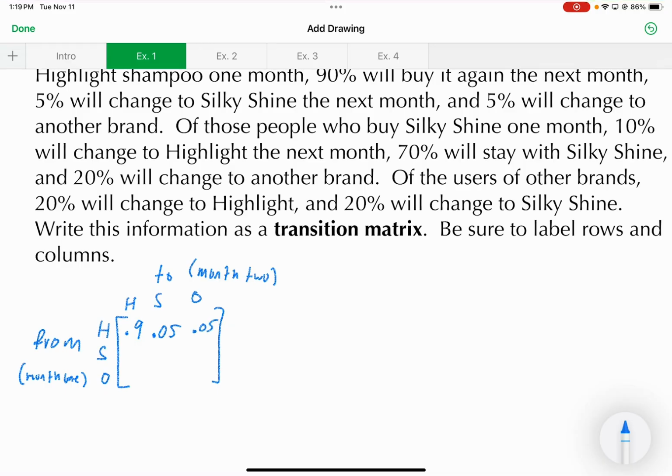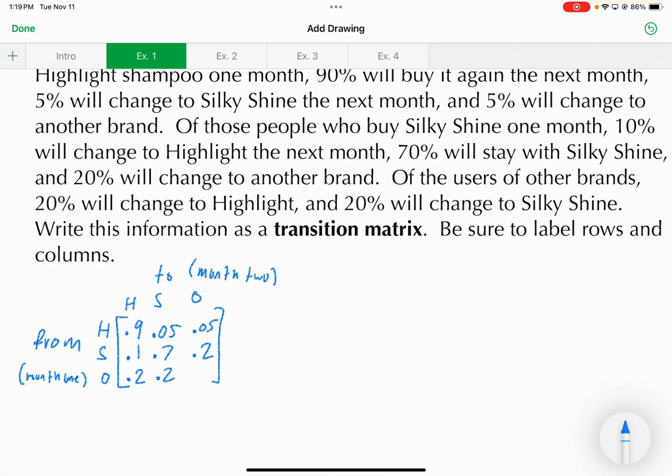All right, of those people who buy Silky Shine 1 month, 10% will change to Highlight the next month. Where does that go? First column, second row. So then that would be, what do we say? 10%, so 0.1. 70% will stay with Silky Shine, so that's right next to it, right? 0.7. And then 20% will change to another brand, okay? All right, and then other brands. It says 20% will change to Highlight from another brand, and then 20% will change to Silky Shine.